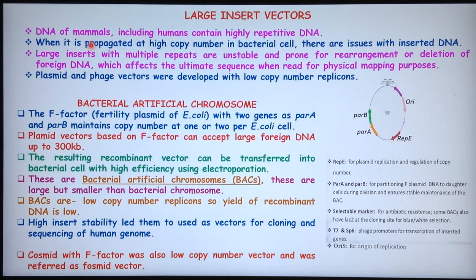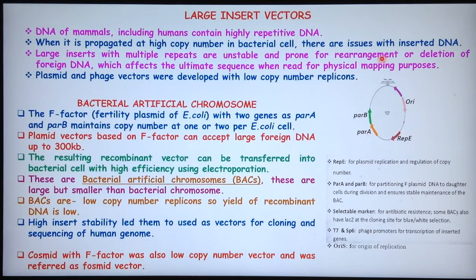Another problem with human DNA was that it contains highly repetitive DNA. We have already discussed that the majority of this highly repetitive DNA is not yet sequenced because it is very difficult to come up with the correct sequence of repetitive DNA. When it is propagated at high copy number in bacterial cells, there are issues with the inserted DNA, because inserted DNA with highly repetitive sequences can become unstable and prone to rearrangement.